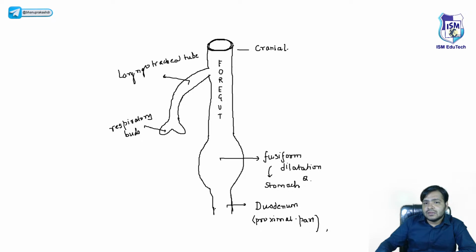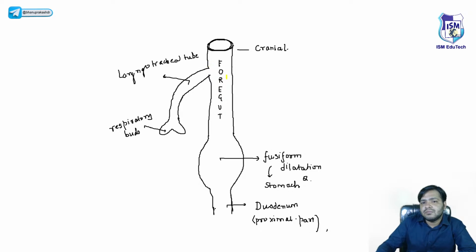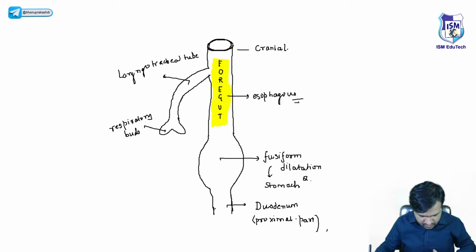Now, guys, this cranial part of the esophagus, I mean the part of the foregut just above the stomach, will get converted into a structure, and that structure is called the esophagus now. It is the future esophagus, right? So now, what is happening over here?